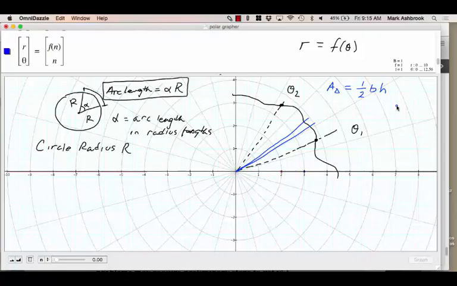Okay, so the base was going to be this out here, right here. This is going to be our base, and we're going to use it as arc length. We're not going to do straight line. We're going to take a little bit of arc length. So what is that little arc length right there?